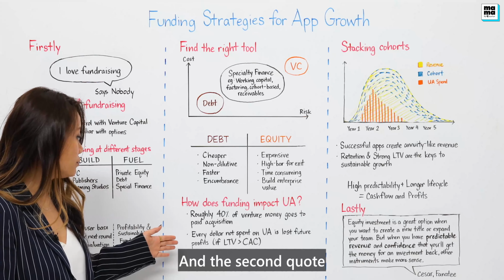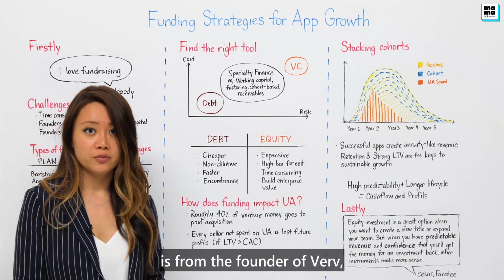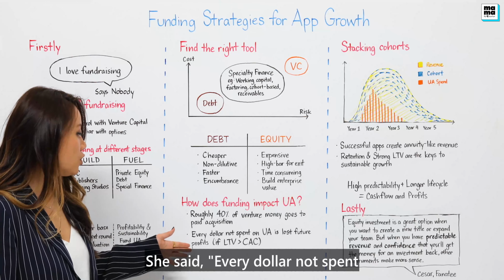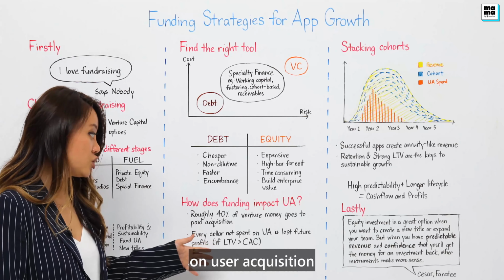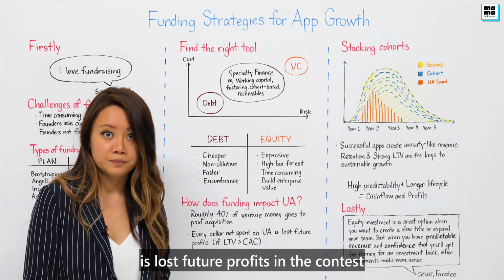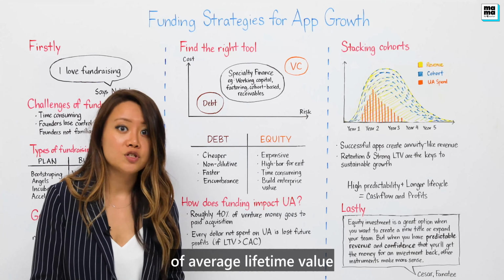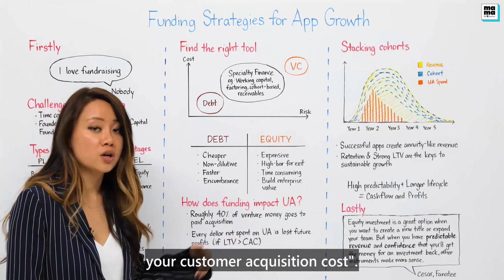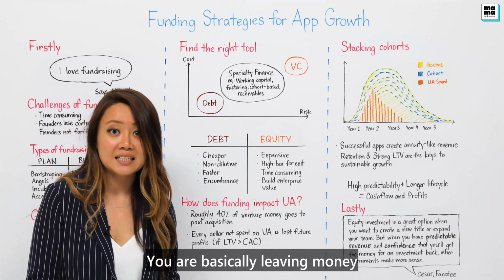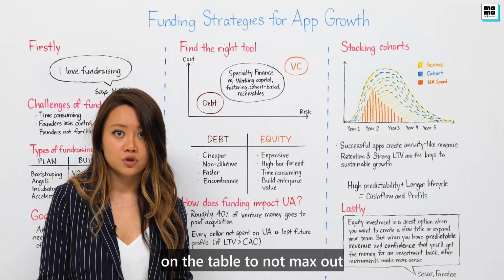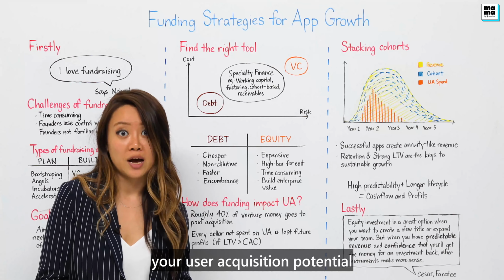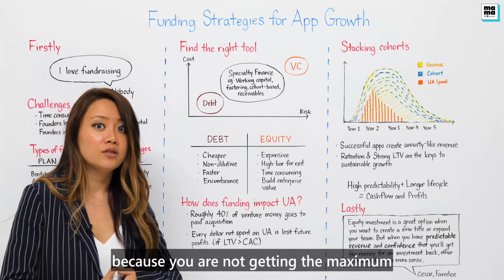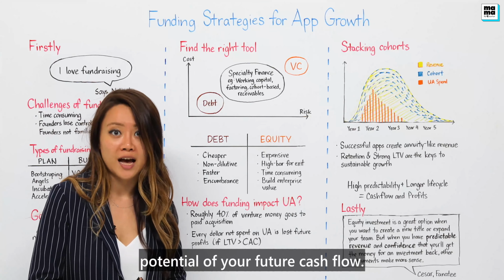And the second quote is from the founder of Verve, a top-grossing fitness app. She said, every dollar not spent on user acquisition is lost future profits. This is in the context where the average lifetime value of users is larger than your customer acquisition cost. You are basically leaving money on the table by not maxing out your user acquisition potential, because you're not getting the maximum potential of your future cash flow.